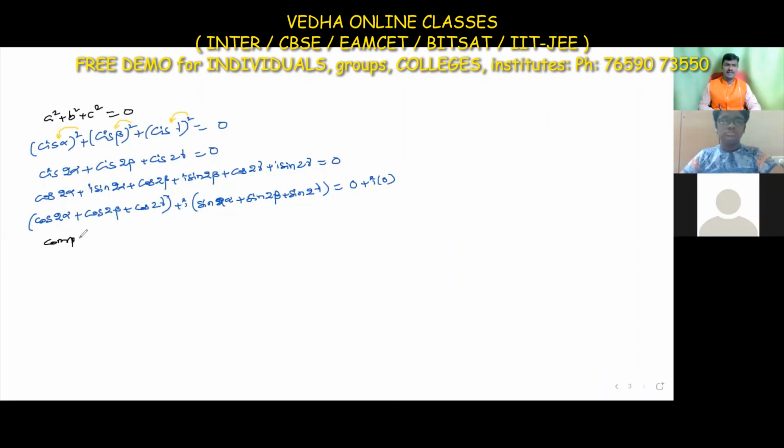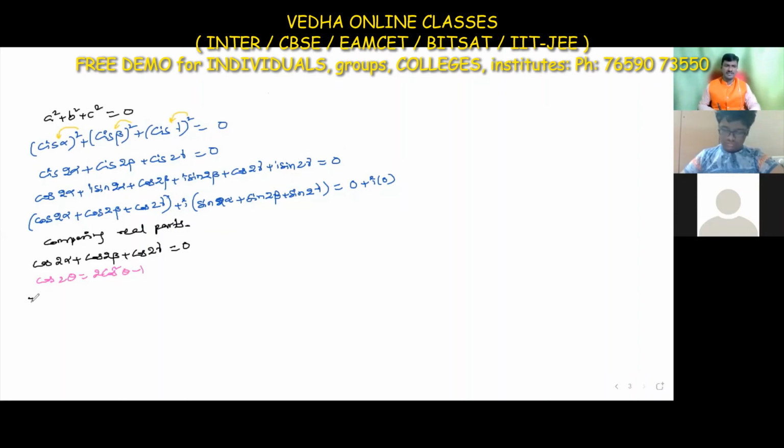By comparing the real parts, cos 2 alpha plus cos 2 beta plus cos 2 gamma is equal to 0. Here we have the cos 2 theta formula: cos 2 theta is equal to 2 cos square theta minus 1. Apply that formula.